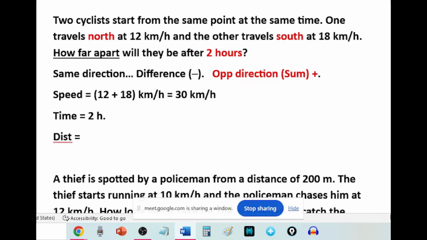What is the formula? Distance divided by time is speed. So distance will be speed into time. That will be 30 into 2. Check the unit: kilometer per hour and hour. And the answer will be in kilometers. That will be 60 kilometers.